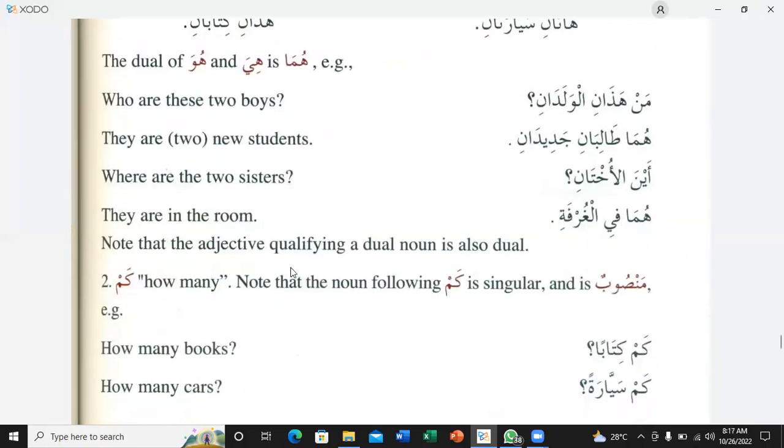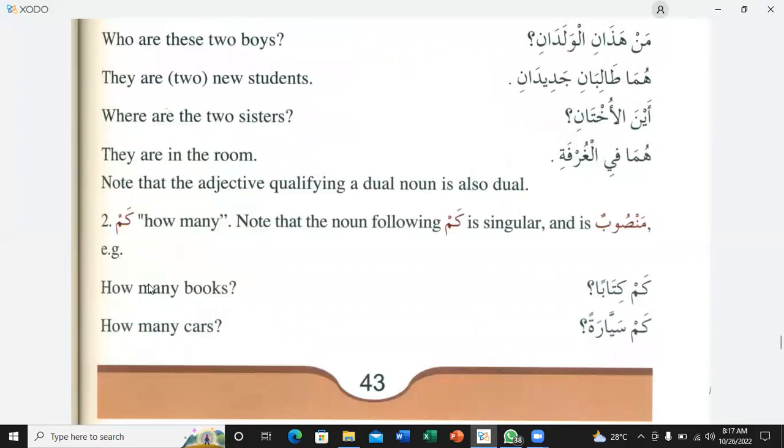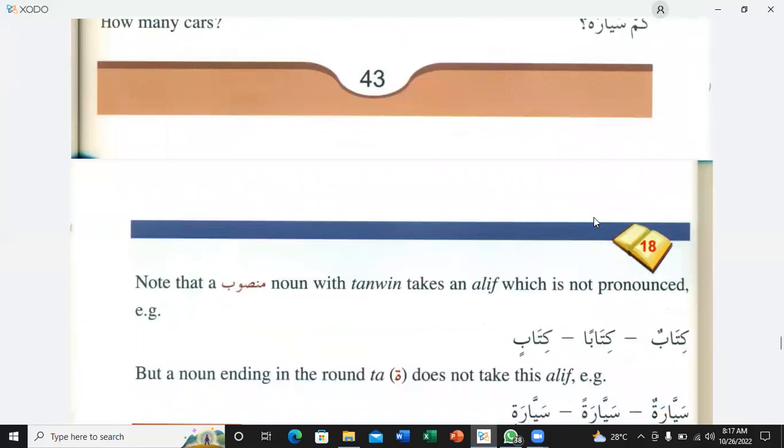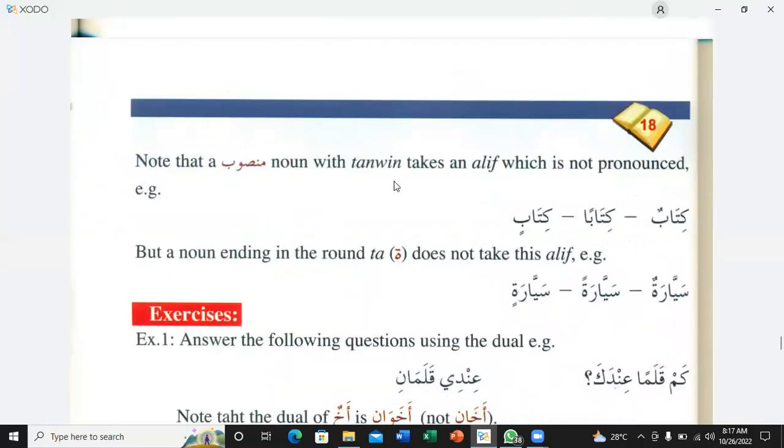Note that the adjective qualifying a dual noun is also dual. Point number two is kam, which means how many. Note that the noun following kam is singular and is mansub. For example, kam kitaban, how many books. Kam sayyaratan, how many cars. Note that a mansub noun with tanween takes an alif which is not pronounced. For example, kitaban. But the noun ending in the round ta does not take this alif. For example, sayyaratan and tijaratan, etc.